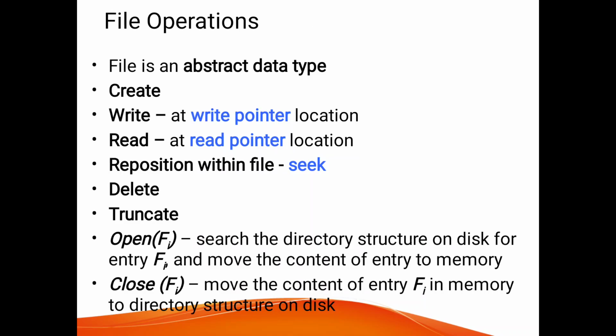The file operations are file creation, writing the file by using the write pointer, reading at the read pointer location, and repositioning within the file by using the seek operation, delete and truncate. Then the file is opened: search the directory structure on the disk for the entry, and move the content of the entry to memory. The close function moves the content of the entry in memory to the directory structure on the disk.